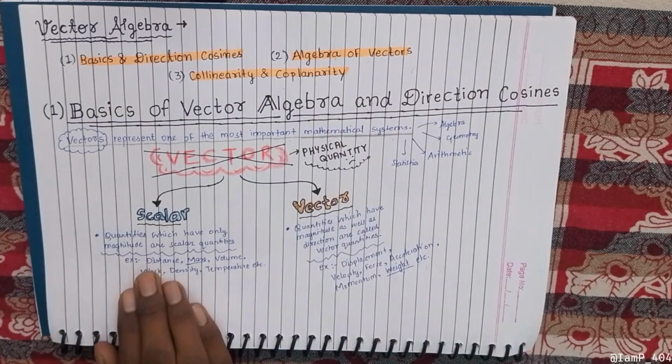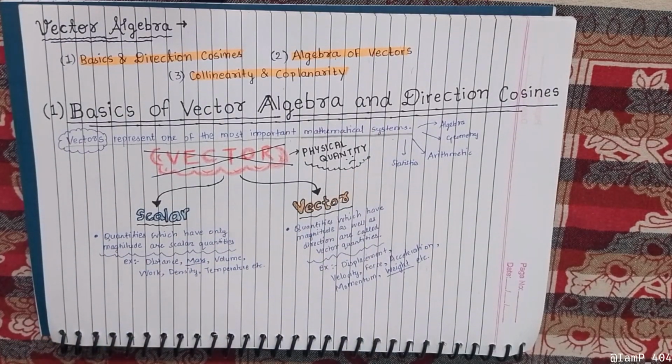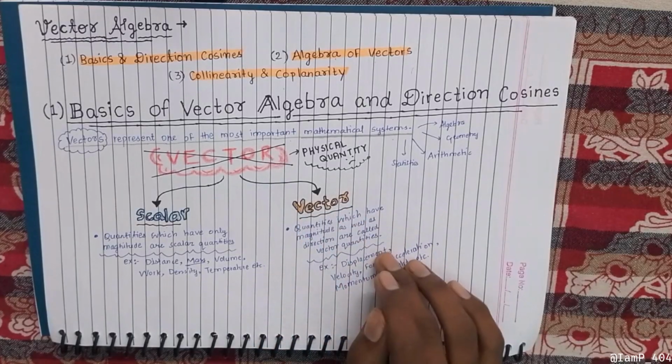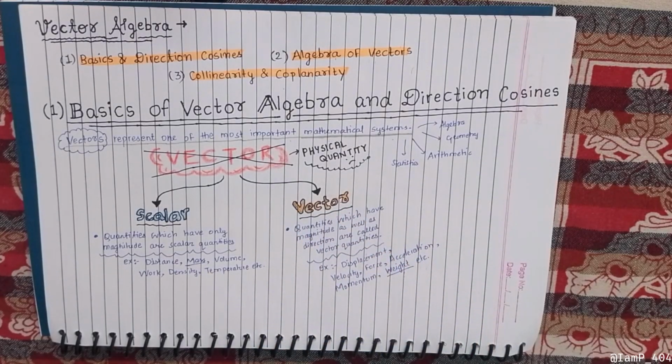For example, distance. Distance doesn't have direction, it only has magnitude. If I say 5 kilometers, you just know that the body traveled 5 kilometers, you don't know in what direction. And in vector, for example, displacement, we say 5 kilometers in the direction of northwest. Here you have a proper definition of where the body traveled. The body traveled 5 kilometers, but it traveled in the direction of northwest.